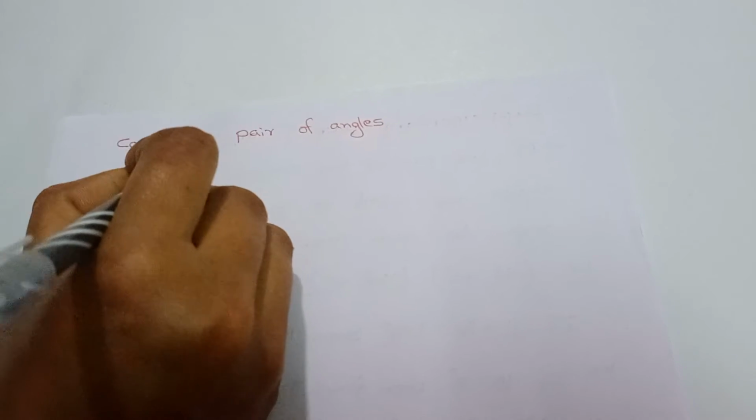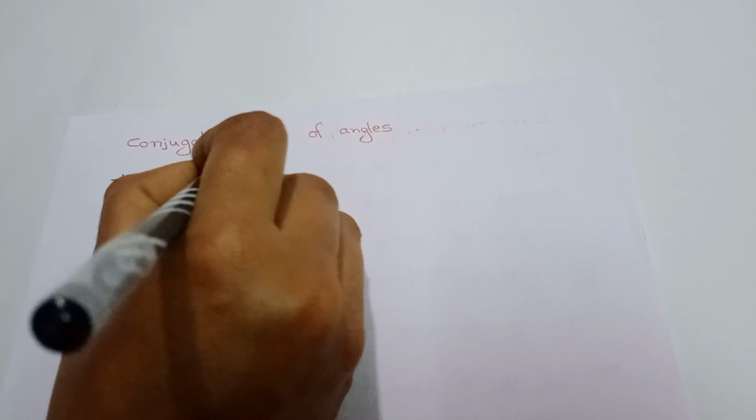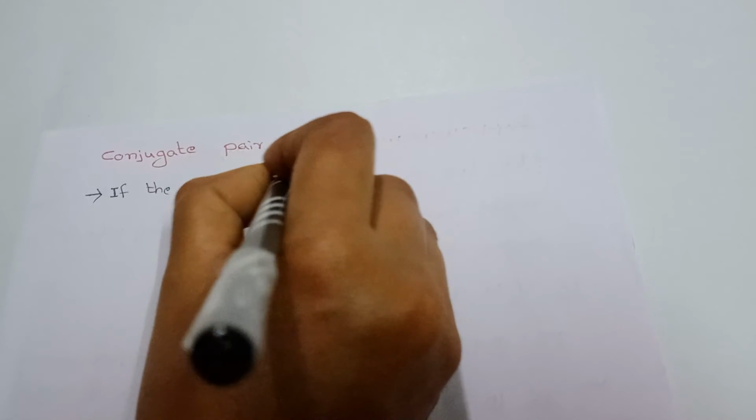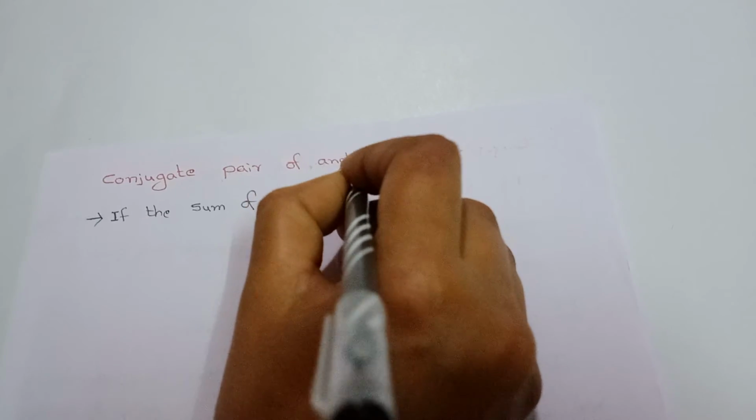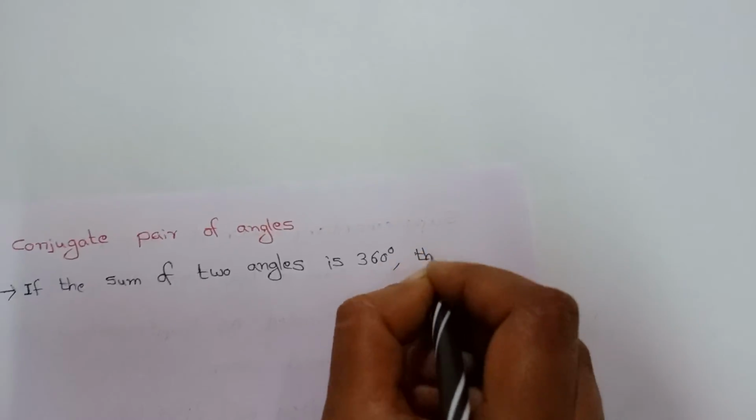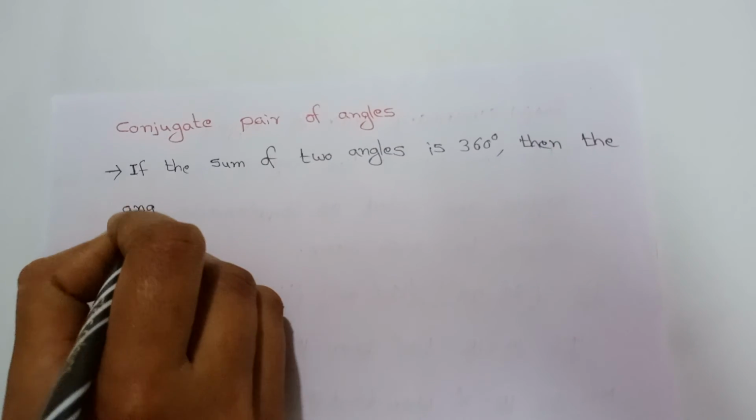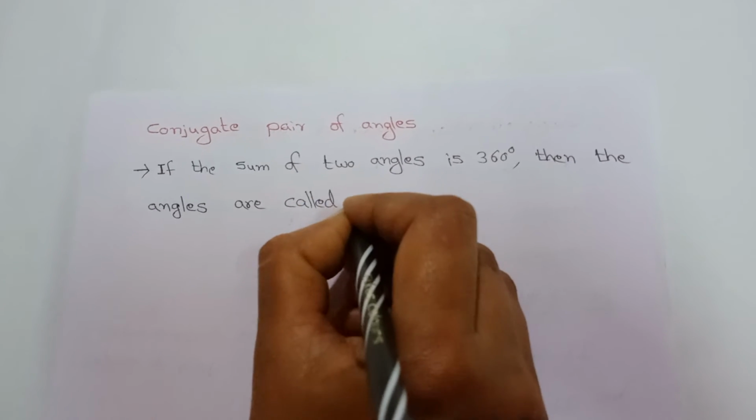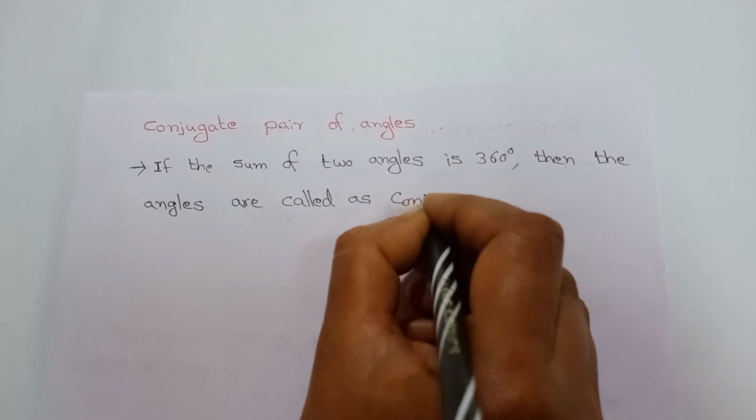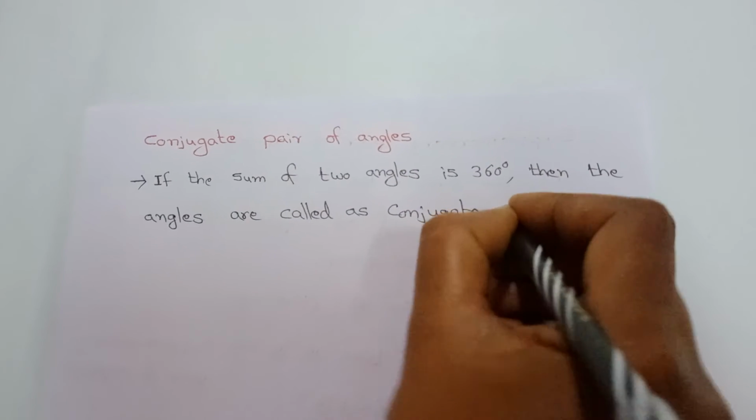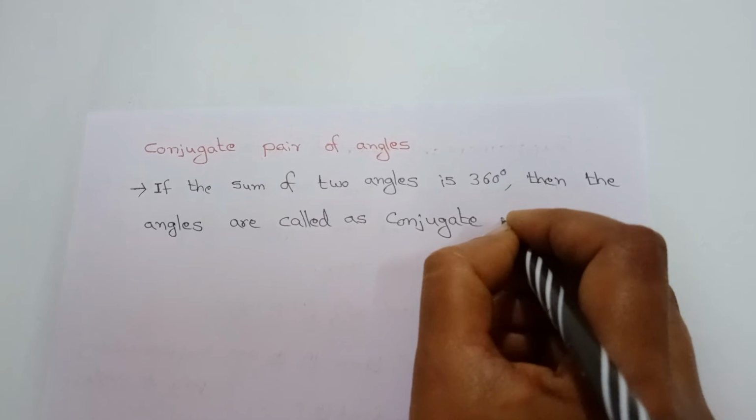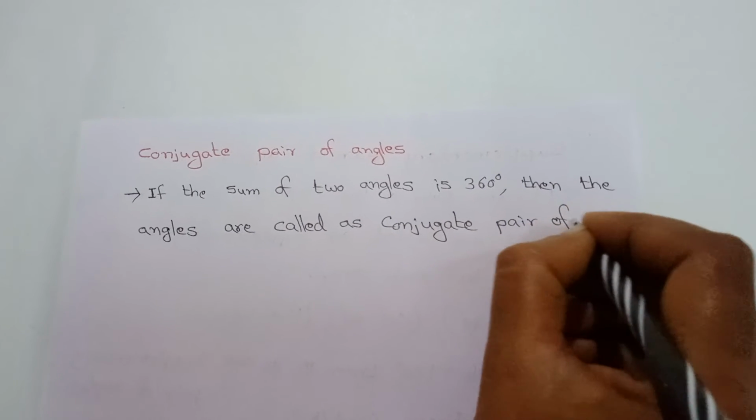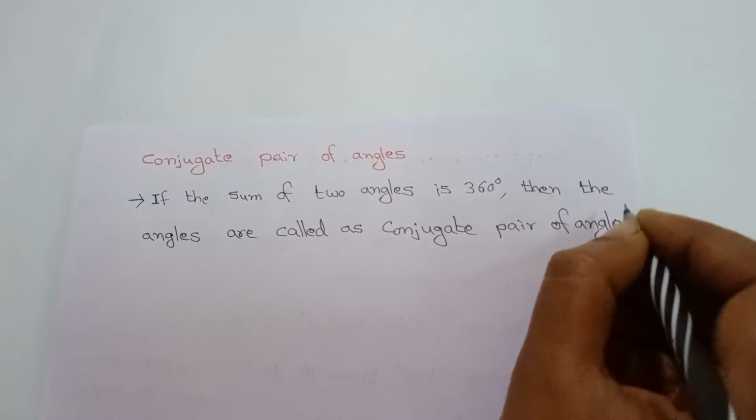If the sum of two angles is 360 degrees, then the angles are called as conjugate angles. Conjugate pair of angles to each other.